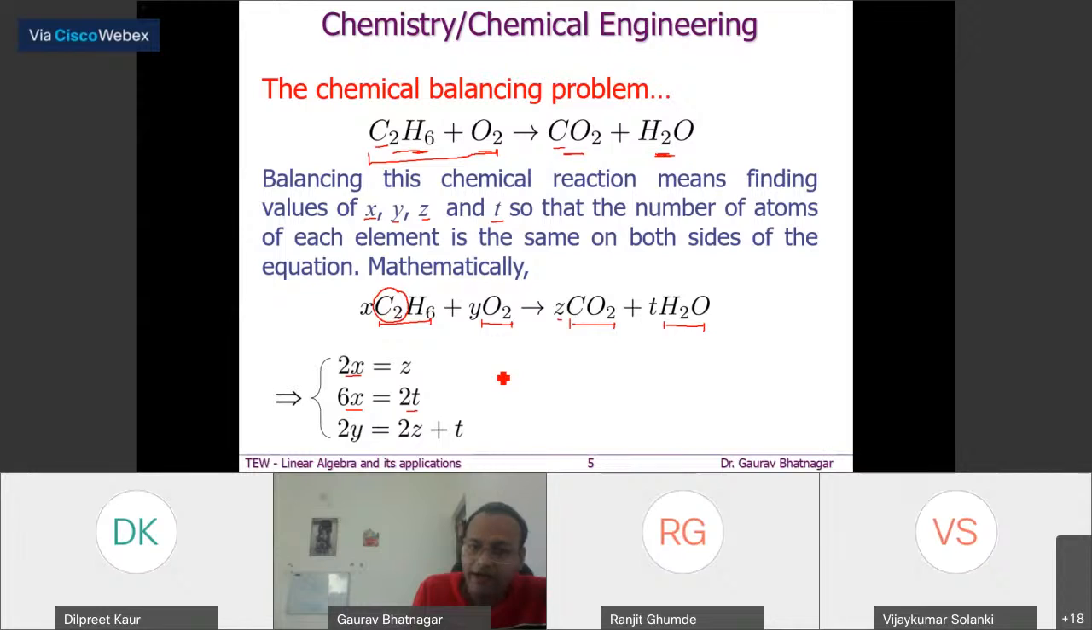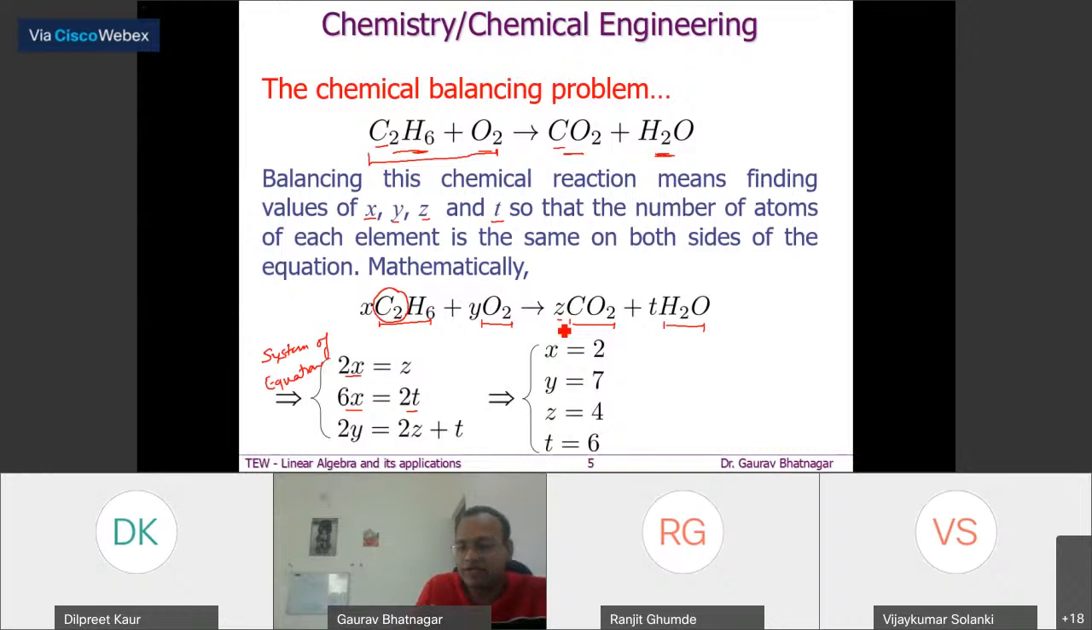So now again, when you try to balance the equation, ultimately you are going to have a system of equations. And of course, this system of equations is going to be homogeneous in nature, and then you are going to solve this particular system of equations and get the final answer. And as soon as you get the final answer, you are going to have all the atoms equally participating on both sides.